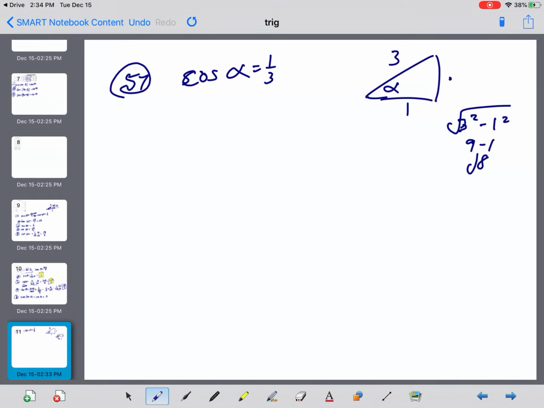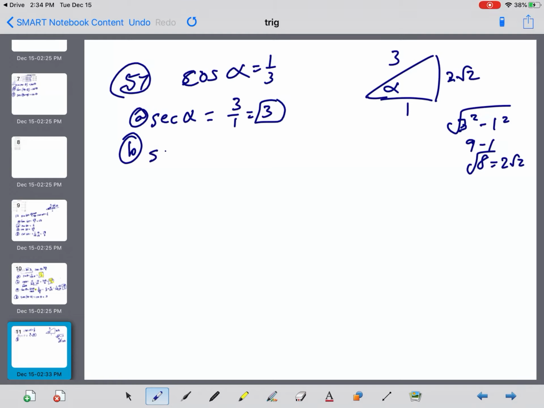9 minus 1. So it'd be 8. The square root of 8, which is 2 radical 2. So that's what this side is. So I think now that I have those 3 sides, I can do these other problems in 57. As for the secant of theta, or sigma, or whatever it is here. Secant is the inverse of cosine, so it's just this answer. It's 3 over 1. It's hypotenuse over adjacent. So it's 3 over 1, or just 3.